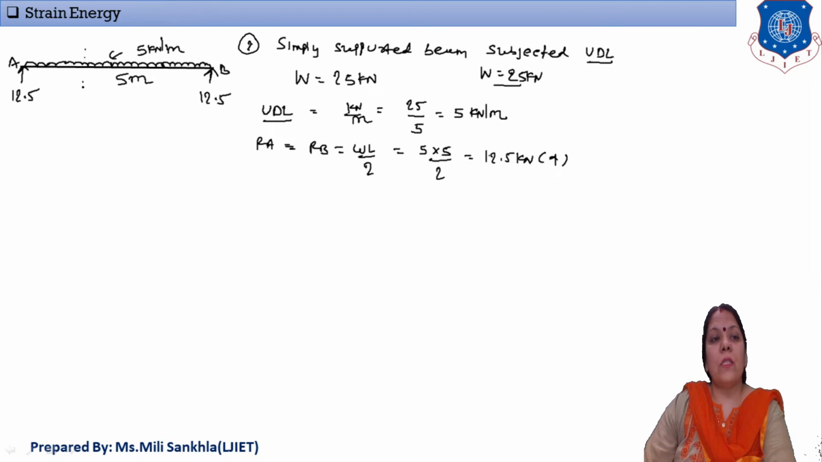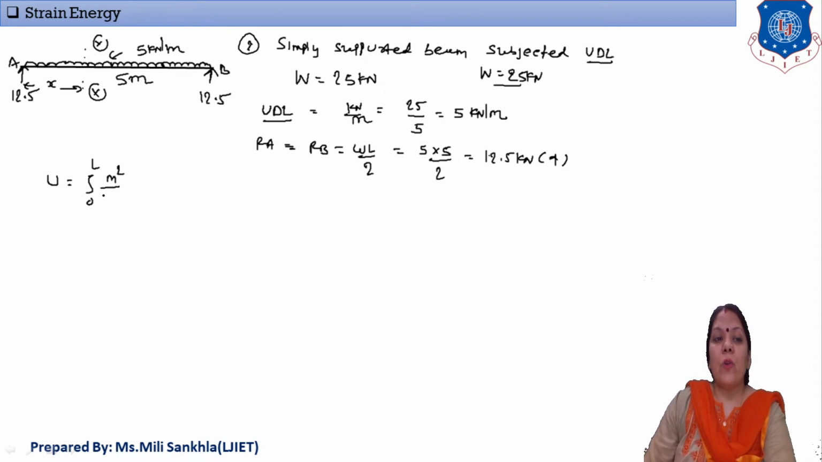Now take a section from the left side, or we can take it from the right-hand side, both equations are the same. Here I take this distance as x. Now, what is the equation of strain energy due to bending? That is the limit of 0 to L, M squared by 2EI into dx. That means here we have to make an equation of moment. So first of all, the equation of moment M, I make from the left-hand side.